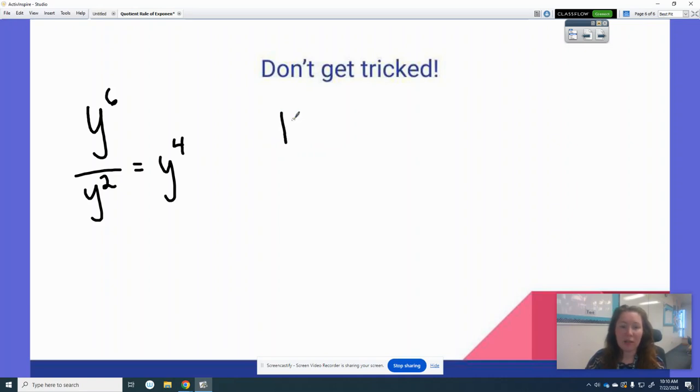What if we have like 12y to the power of, I don't know, 5 over 4y? Okay, well now we need to split this into two different problems. We have our fraction or our coefficient in front, and we have our exponents second. So first let's look at our fraction. What is 12 divided by 4? Well, it's just the number 3.